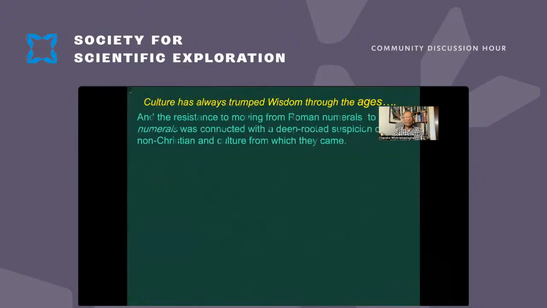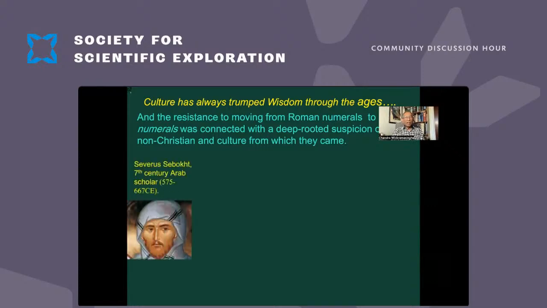But they rejected the idea because it was connected with a deep-rooted suspicion of non-Christian, non-European origins of this system. So this is the reason why it was not readily accepted by philosophers, mathematicians, accountants, and so on in Europe until the 18th century. This is an interesting story.